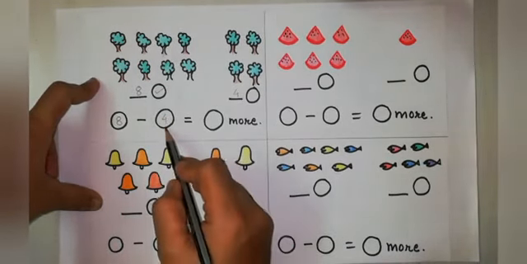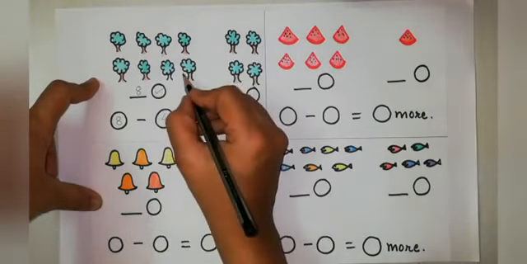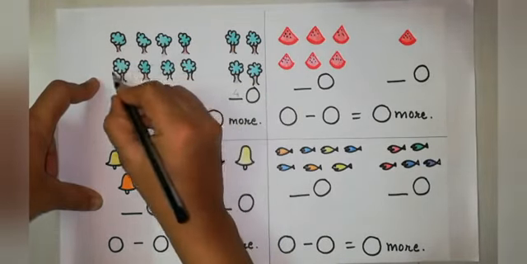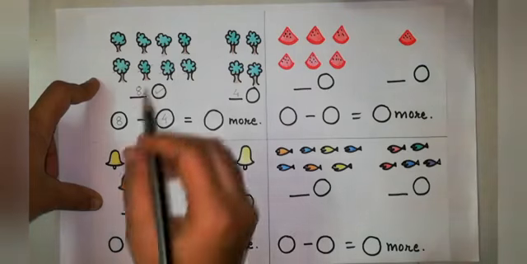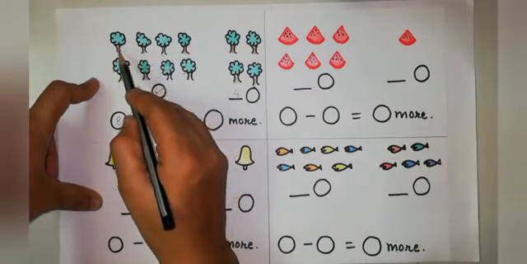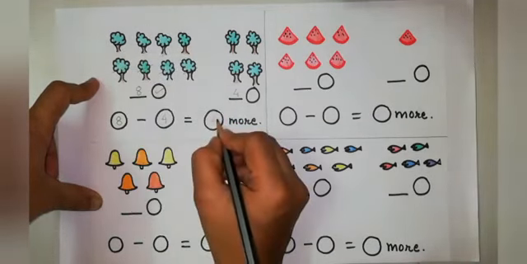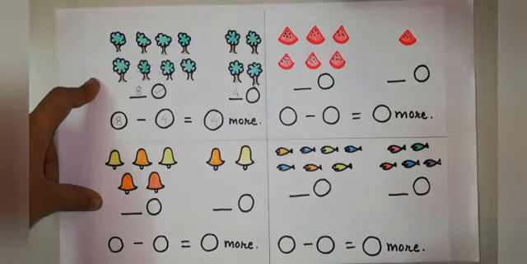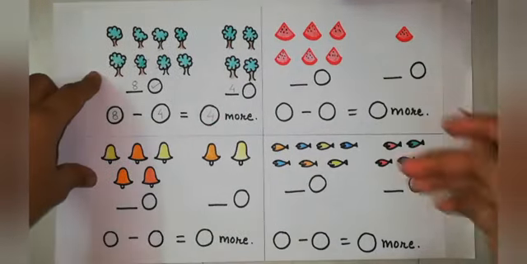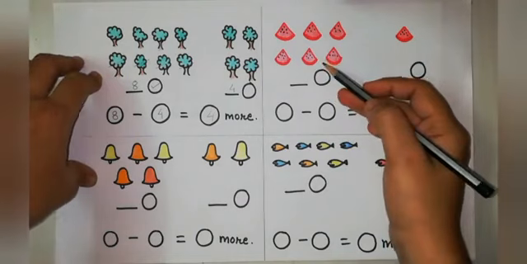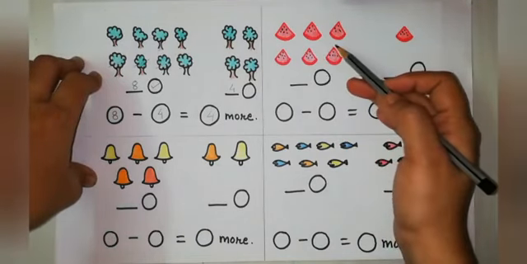How many trees do you have to cross out? 4. 1, 2, 3, 4. How many left, children? 1, 2, 3, 4. What will be your answer? 4 trees left. Next, now we'll see the example of slices of watermelon.